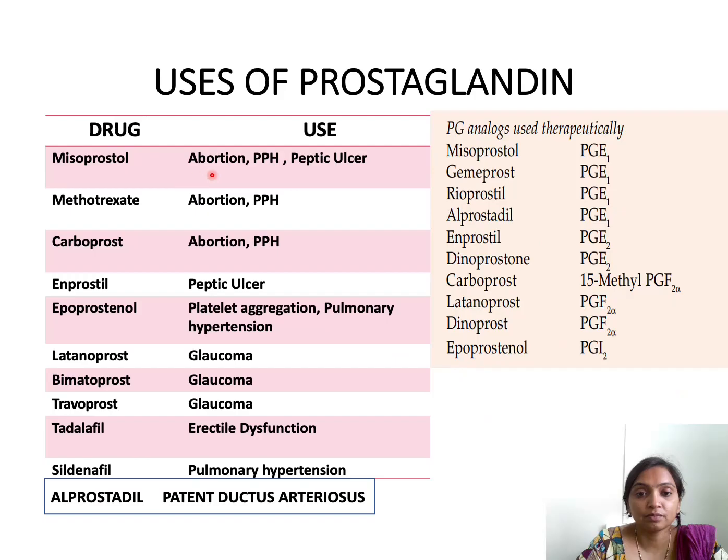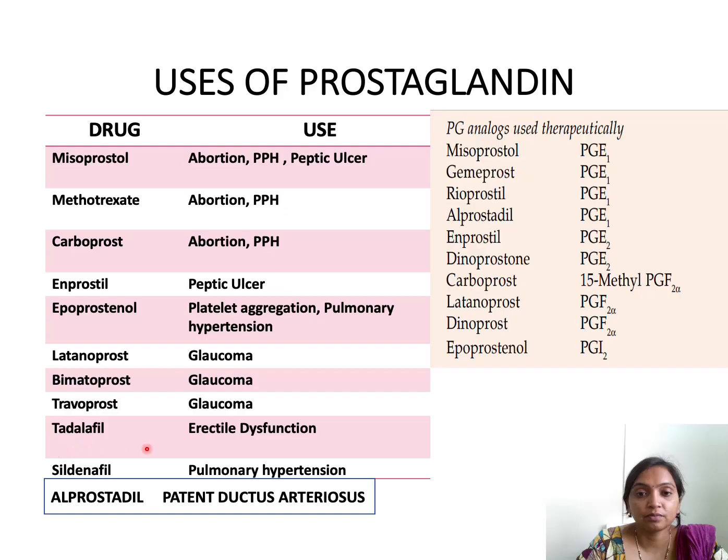Misoprostol is mainly used in abortion and postpartum hemorrhage, PPH, because its receptor is present in the stomach and also in the uterus. Methotrexate is also useful for abortion. Carboprost is also useful in abortion. Like misoprostol, enprostil is also used in peptic ulcer, as it is ulcer protective. Epoprostenol is used for platelet aggregation inhibition and also pulmonary hypertension. Latanoprost, bimatoprost, and travoprost are used for glaucoma.